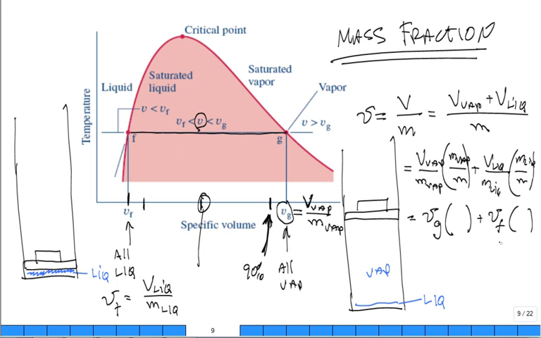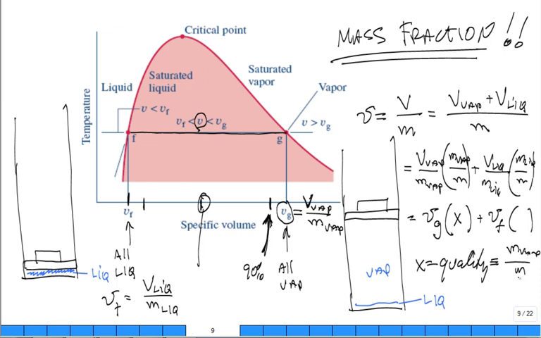Now you could see why we deal with mass fractions, because this mass of the vapor divided by the total mass of the mixture, which is the sum of the mass of the liquid and mass of the vapor, is going to be some quality, X. Quality is defined to be the mass of the vapor divided by the total mass of the mixture.